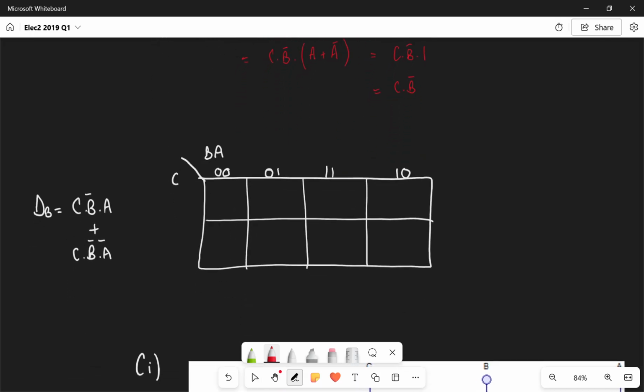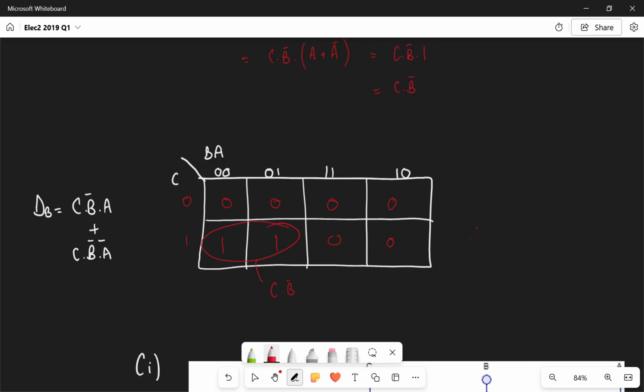Or we could use our Karnaugh map. Now, in our Karnaugh map, C and not B and A is this part of our Karnaugh map. And C and not B and not A is the bottom left hand, so we should have a 0 and 1 here. And therefore, everything else is going to be zeros. We've only got one part of our Karnaugh map which we can join together to create an outcome, and that is C and not B.